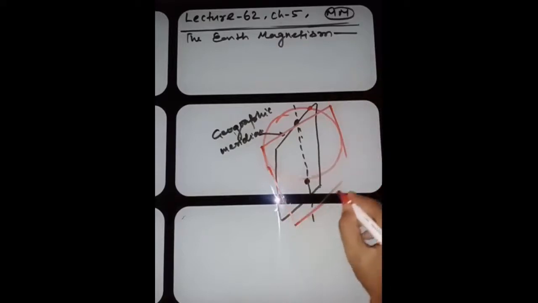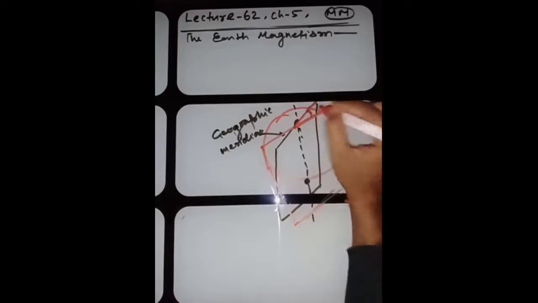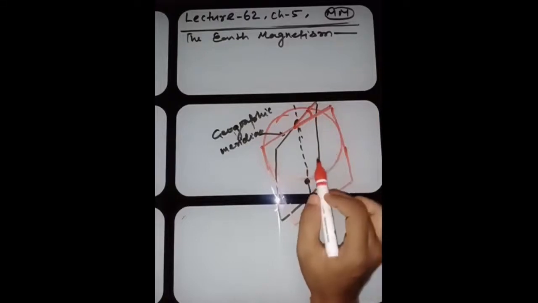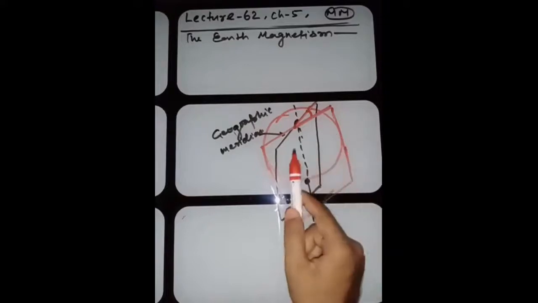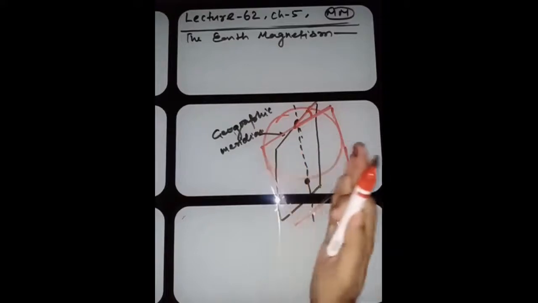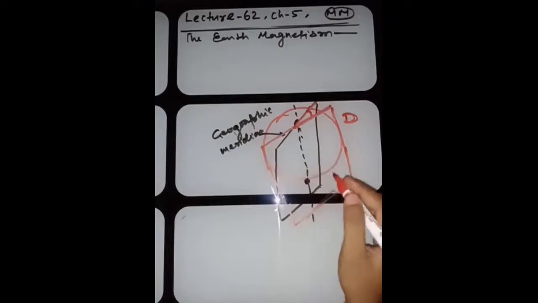Not very good, great diagram. You can see here the two are declined at a certain angle, and this is considered the declination. Actually, the magnetic field, geographic and magnetic, is declined by some angle, and this is called the angle of declination, or simply the declination.